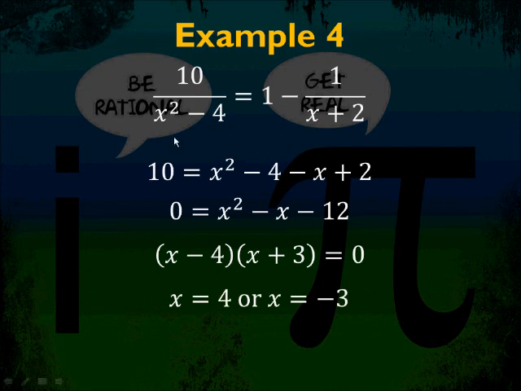If you look at the original equation, neither 4 nor negative 3 would cause the denominator to be 0, so our answer is negative 3 and 4.